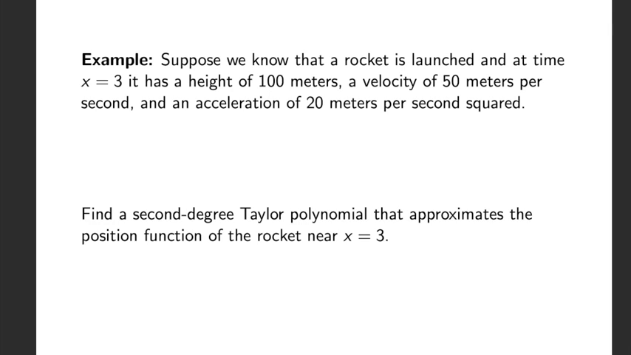So suppose we know that a rocket is launched, and at time x equals 3, it has a height of 100 meters, a velocity of 50 meters per second, and an acceleration of 20 meters per second squared. And we are asked to find a second degree Taylor polynomial that approximates the position function of the rocket near x equals 3.